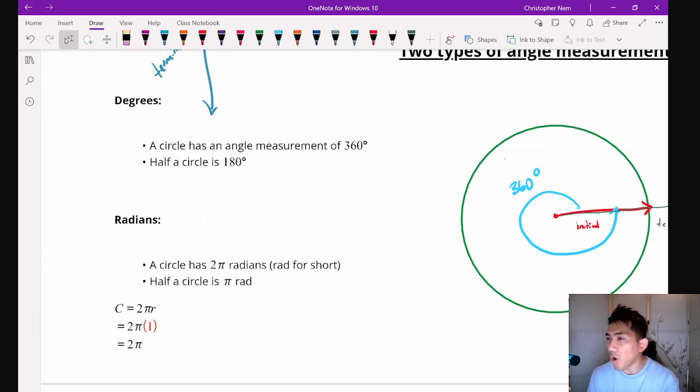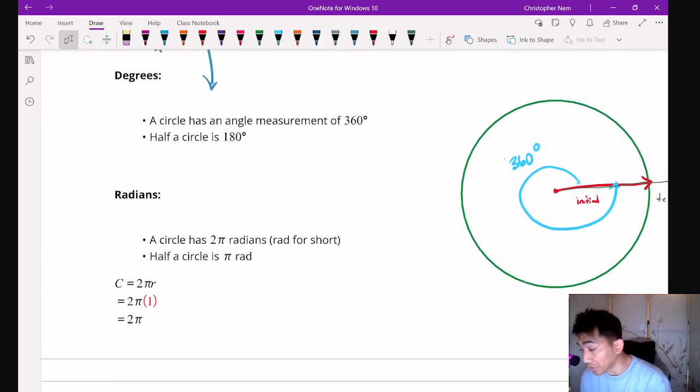Well, they decided to call this angle measurement for the entire circle the same as how long the entire circle was. So if the length of the entire circle is 2 pi, then the angle measurement for a unit circle will also be 2 pi radians. That's the angle measurement as well. Now this will not be the same if my circle is not radius 1.